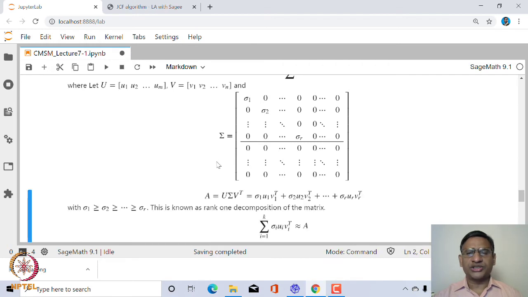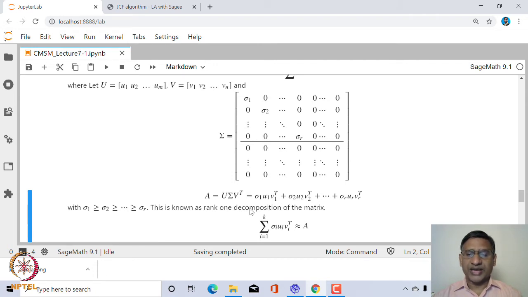Now if you just multiply U sigma V transpose, this is how you will get A is equal to sigma 1 times U1 V1 transpose, plus sigma 2 times U2 V2 transpose, plus dot dot dot, sigma R times UR VR transpose. If you notice, Ui and Vi are column vectors and non-zero, therefore each Ui Vi transpose will have rank 1.